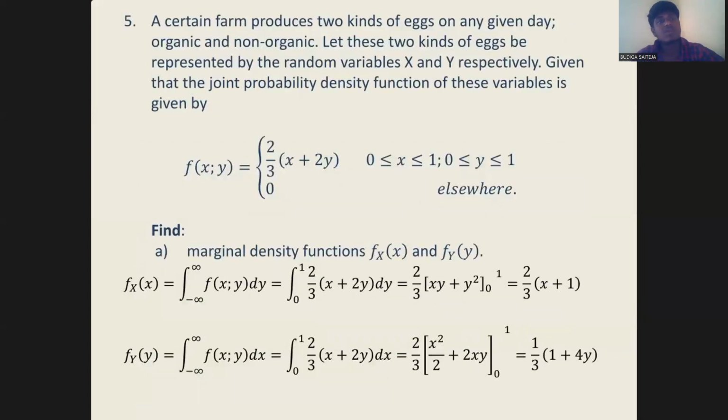And here is another problem. A certain farm produces two kinds of eggs on any given day, organic and non-organic. Let these two kinds of eggs be represented by the random variables x and y respectively. Given the joint probability density function of these variables, we also have to find the marginal density function.